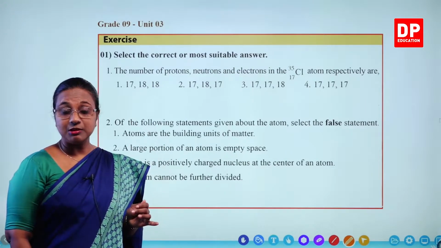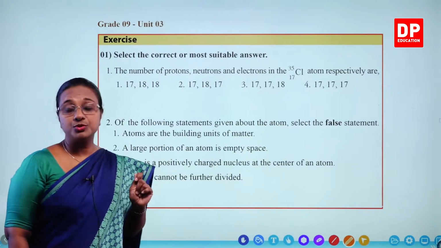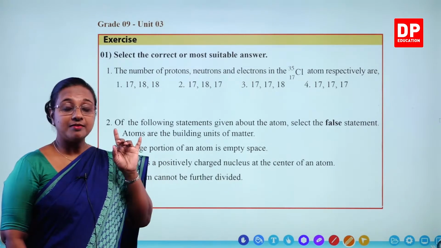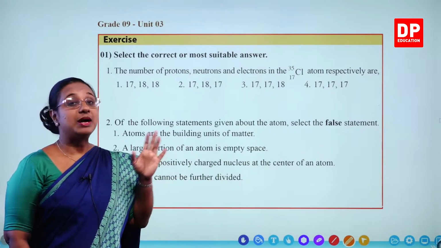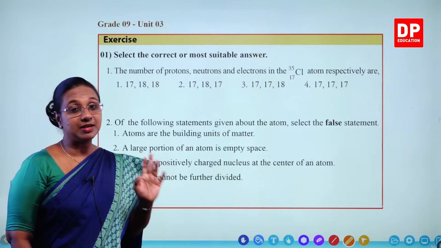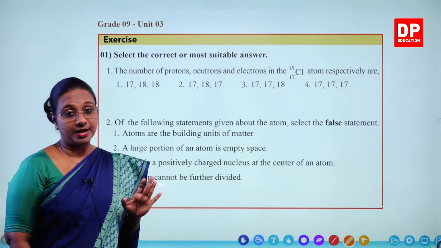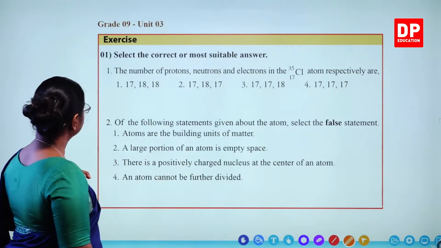These are the MCQ types, multiple choice question. Why do they say correct or more suitable? Correct, there will be just one correct answer. But when they say more suitable, there can be two answers which seem correct. But out of the two, you have to select the more suitable one. So let's look at the questions.